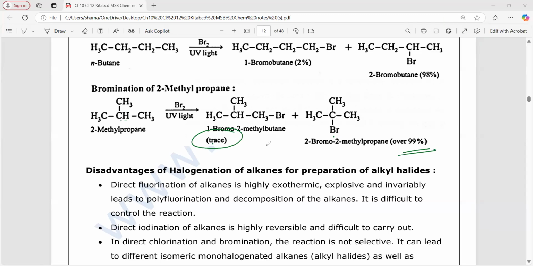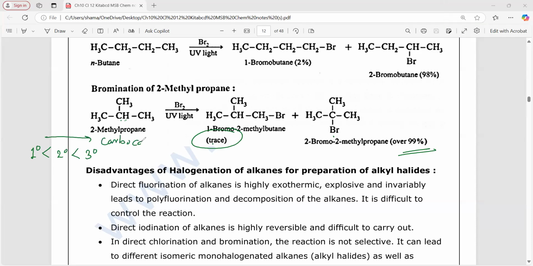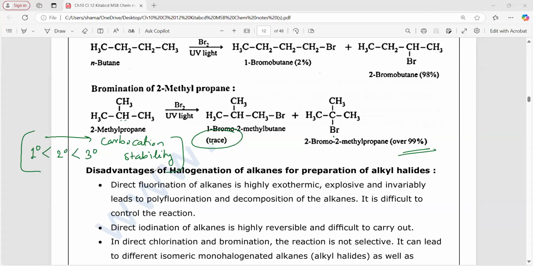Because tertiary carbocation is more stable as compared to primary, that's why it's 99%. Primary is less stable than secondary, and secondary is less stable than tertiary. Carbocation stability. If you want to write it down, write it. On the basis of that, you can identify which one is major and which one is minor. Clear?